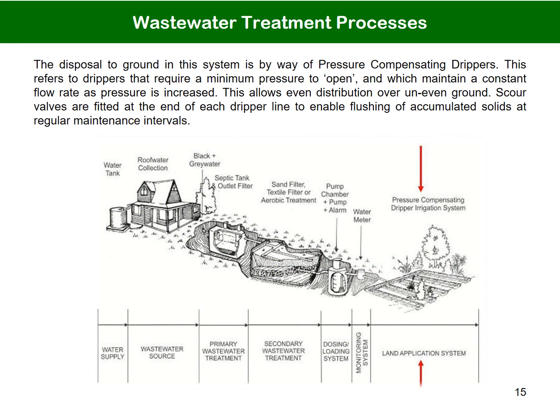The disposal to ground in this drawing is by way of pressure-compensating drippers. This refers to drippers that require a minimum pressure to operate and which maintain a constant flow rate as pressure is increased. This allows even distribution over even uneven ground. Scour valves are fitted at the end of each dripper line to enable flushing of accumulated solids at regular maintenance intervals. In its simplest form, an AES system disperses the advanced secondary treated effluent passively into the soil below the AES sandbed.